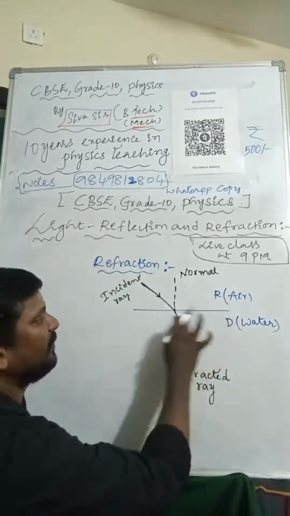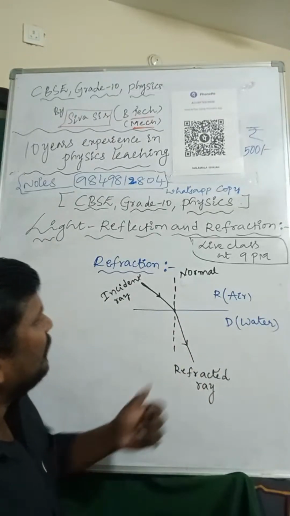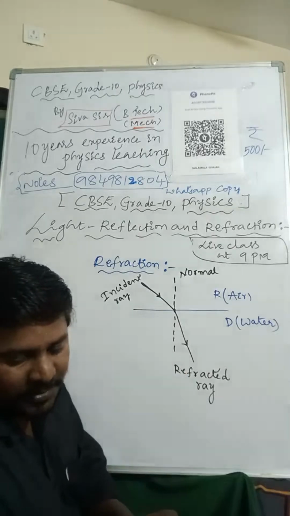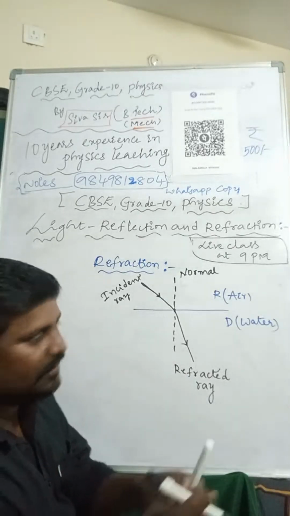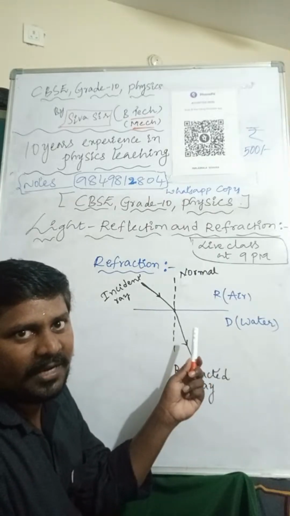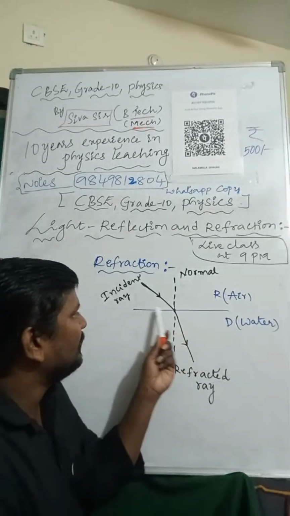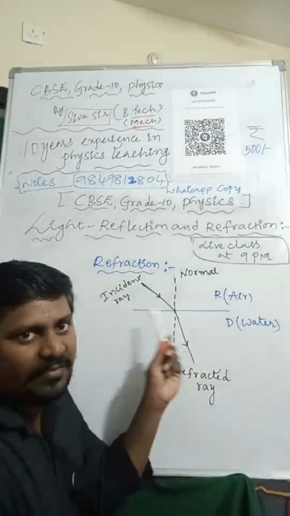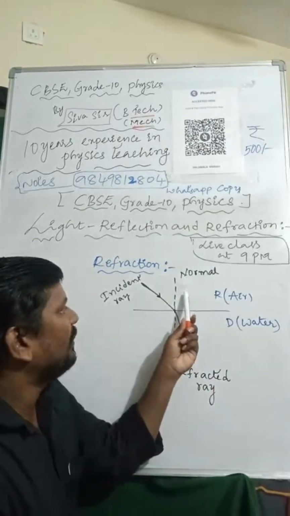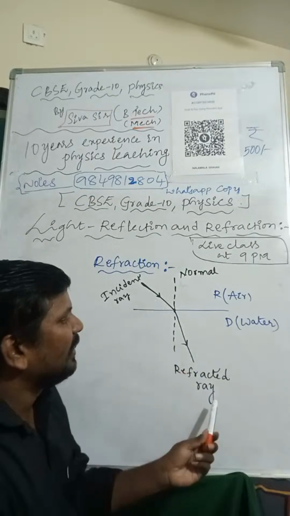So this is the interface. At this point only, the light ray is bending. Only in this area is the light ray bending, so that is the interface. Light ray is moving from rarer to denser, it bent towards the normal line. So incident ray, refracted ray.